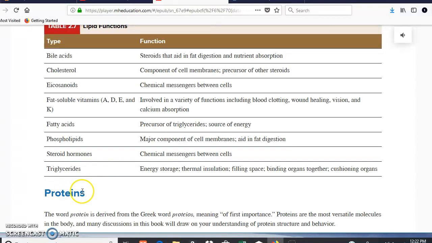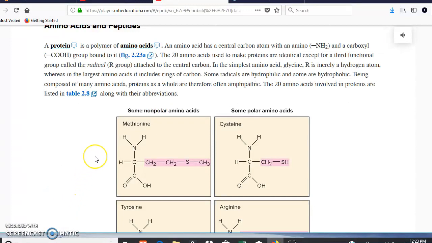The next topic is going to be proteins. Proteins are chains of amino acids. So if you scroll down, we can see here that we have an amino acid. This part right here on the top, NH2, is the amino. And this part right here, COOH, is a carboxyl group, which is going to give you the acid. Okay, so then you have an amino acid.